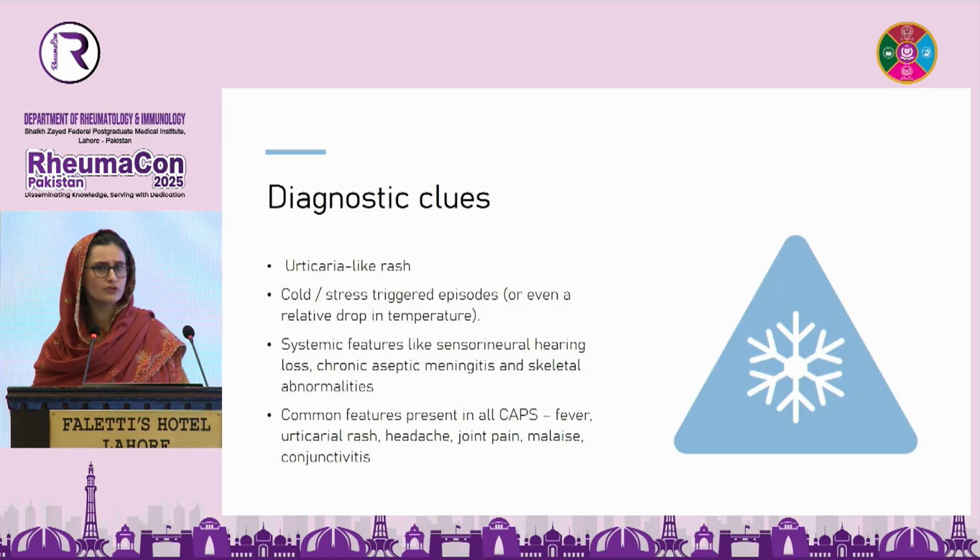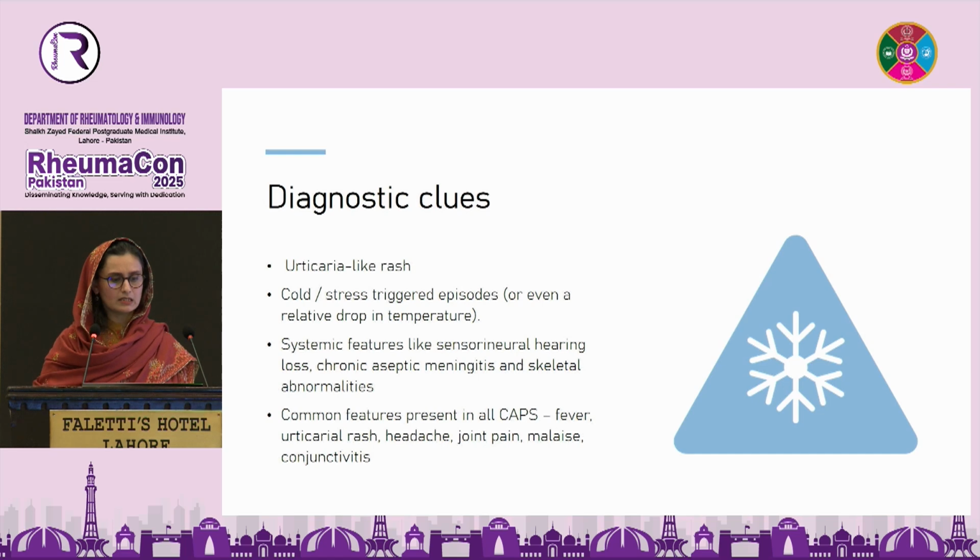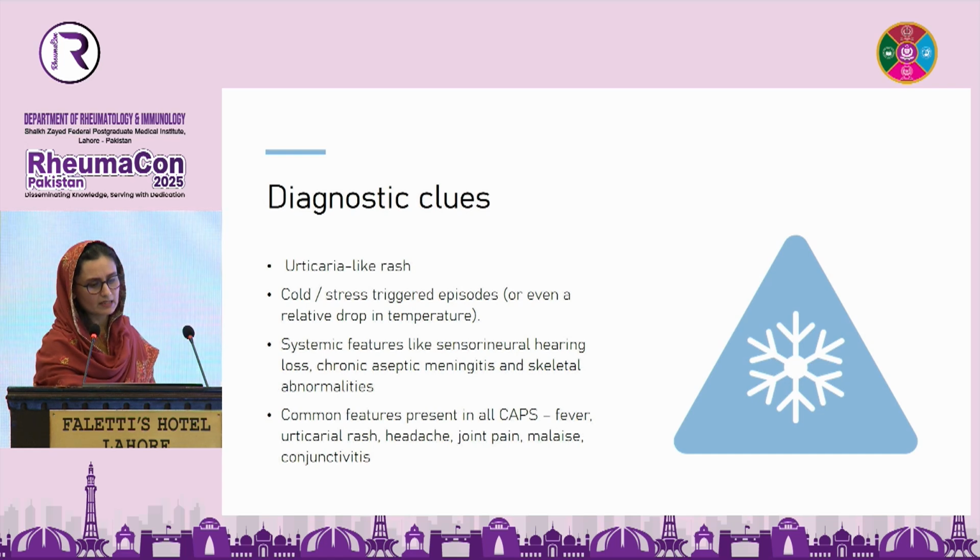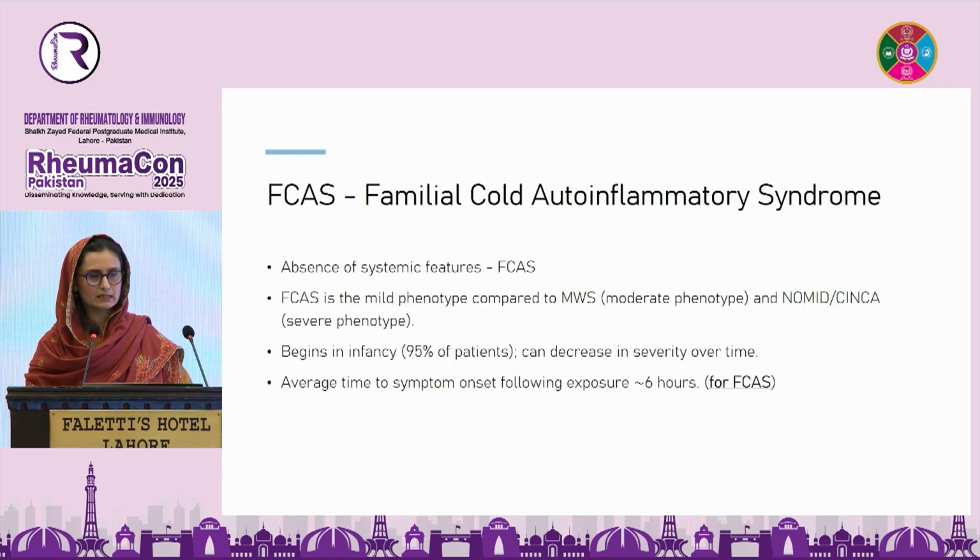So the diagnostic clues here would be an urticarial rash. So I mentioned earlier on that certain periodic autoinflammatory diseases present with urticaria-like symptoms, and this group of diseases is one such example. Cold or stress triggers the episode of inflammation, and patients then present with periodic fever, and also with urticaria-like rashes. Basically, this is a spectrum of clinical features.